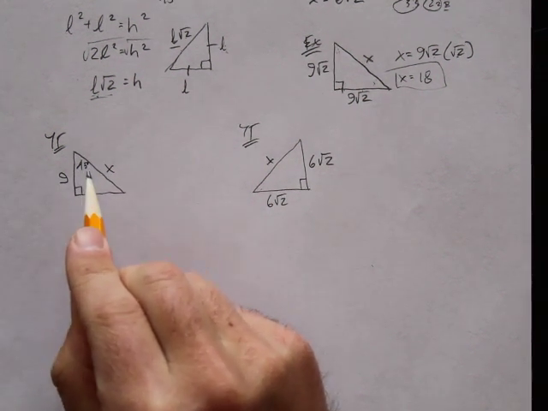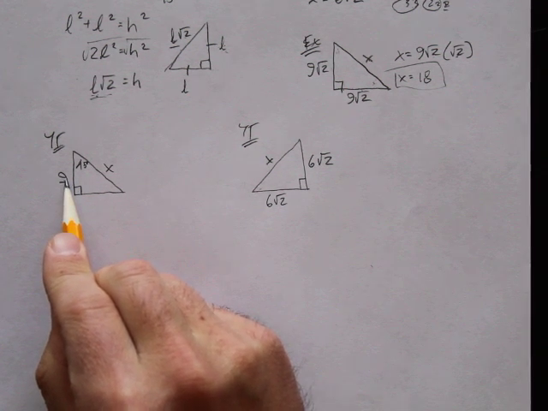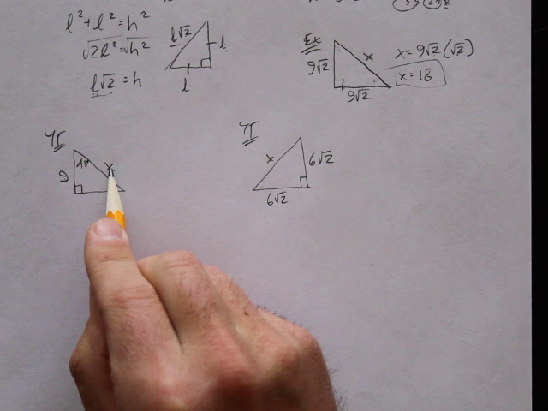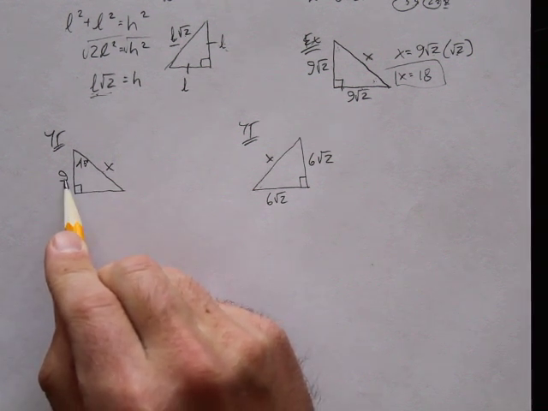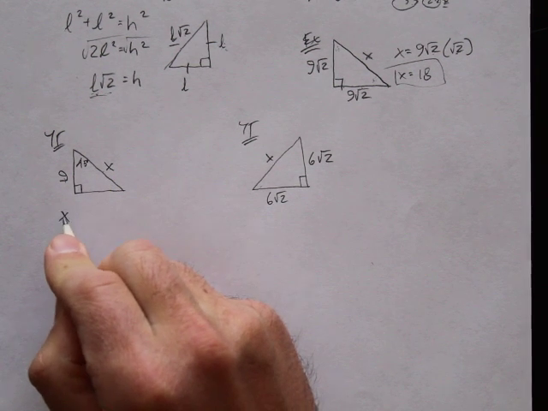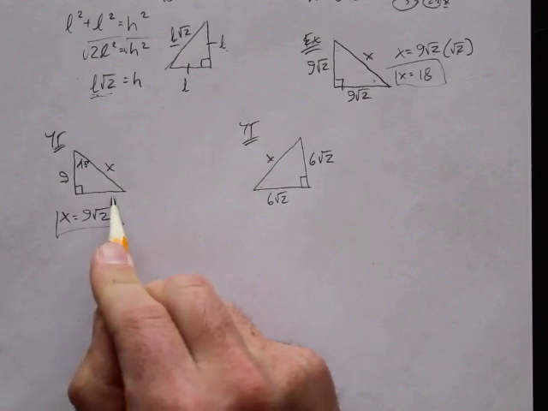Okay, so this is 45, 45, 90. So that means the side value is 9. And if I want to know the hypotenuse, which is the one that's across from the 90-degree angle, then I say 9 times the square root of 2. X equals 9 times the square root of 2. And that's it.